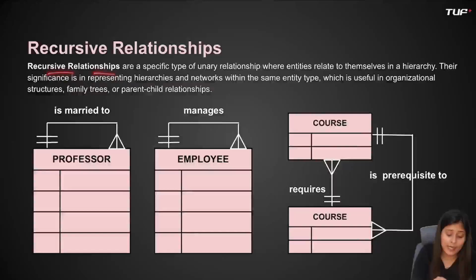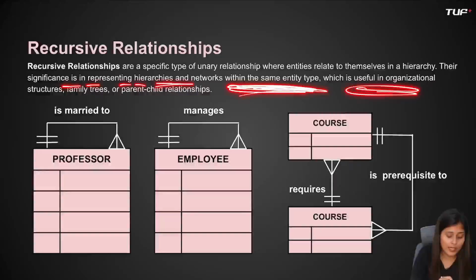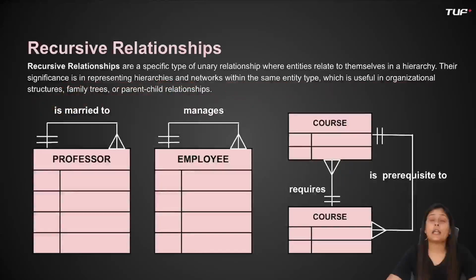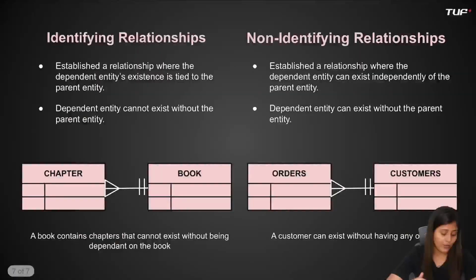Recursive relationships are a specific type of unary relationship where entities relate to themselves in a hierarchy. Their significance is in representing hierarchy and network within the same entity type, which is useful in organizational structure, family trees or parent-child relationships. So that was all about the four different types of relationship.